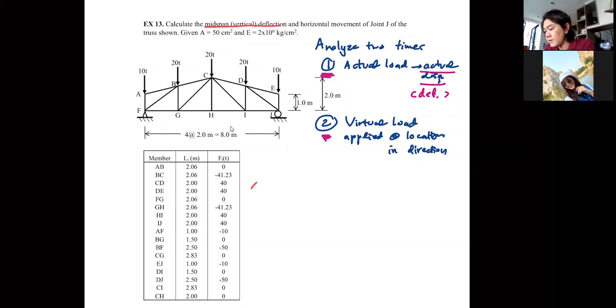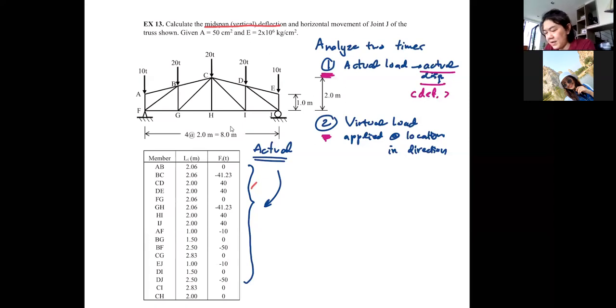All right. So this is the analysis of the truss under the actual load. Okay, these are the results of the actual load. And remember, because this is work, be mindful of the type of force you get. The force being tension or compression will affect the work that your structure does, okay? So this is the analysis.